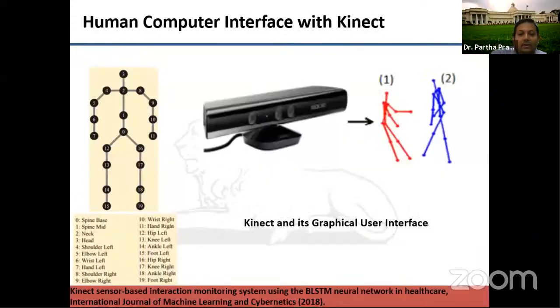Usually people work with RGB cameras. If you are using RGB cameras, you need to extract those people separately. That's another task, finding the human separately. There are some cameras available which do these things themselves, so you do not need to worry.